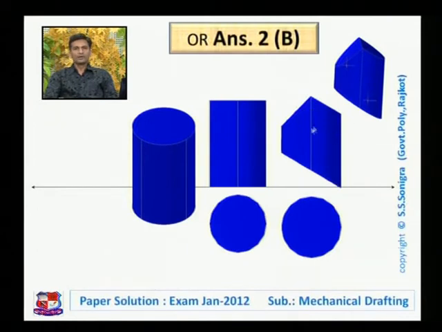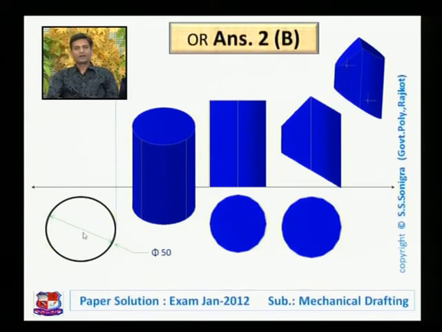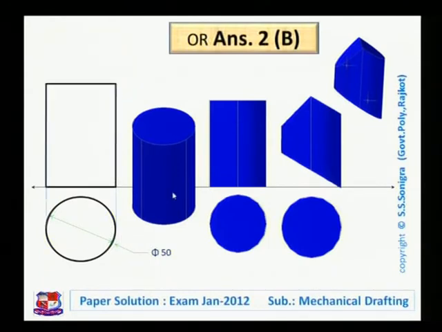So to draw the development of this cylinder, first draw its top view. This is the top view, which is a circle having diameter 50 mm. So insert its dimension, 50. Draw vertical lines from the end points, and the height of this cylinder is given to us, that is 70 mm. So insert the dimension of 70 mm in the front view.